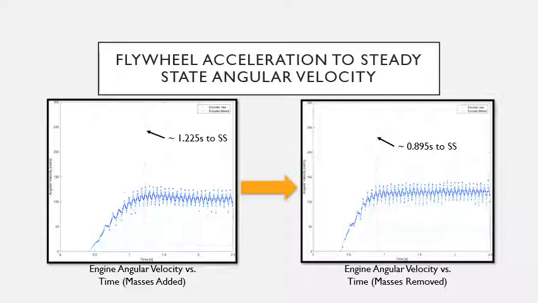This slide shows a graphical representation of the angular velocity with respect to time for the flywheel. On the left, it takes approximately 1.225 seconds to reach steady state angular velocity. That is with the masses added. However, with the masses removed, it takes only about 0.895 seconds to reach that same steady state value. So it can be seen that the angular velocity comes up to steady state quicker with the masses removed because there's a higher angular acceleration on the flywheel with the masses removed. And this is exactly what matches with the theory of Newton's second law.